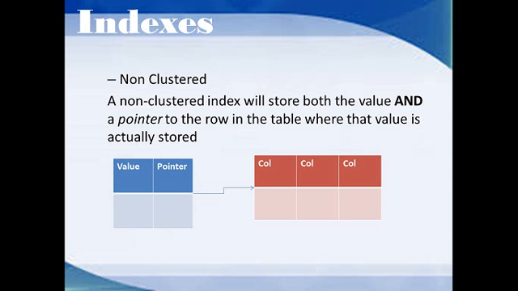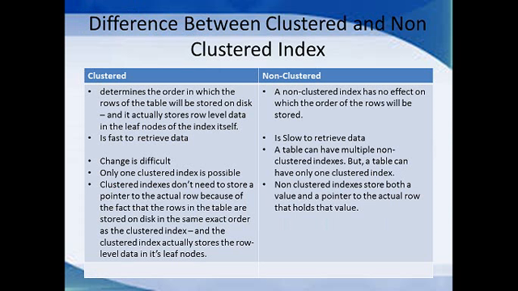That means the cluster index is pointing to the actual data, and the non-cluster index is pointing to the key. That key may be a cluster index or another non-cluster index. So this is the second layer. And then non-cluster index will store both the value and the pointer to the row of the table where the value is actually stored. The major difference between these two, the cluster and non-cluster index, is that cluster index determines the order. Non-cluster index has no effect on the order.